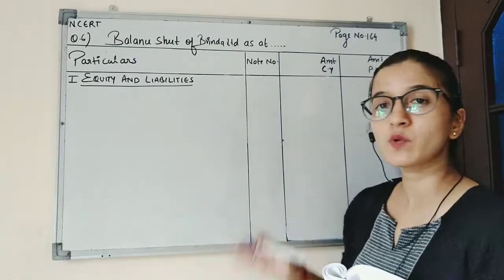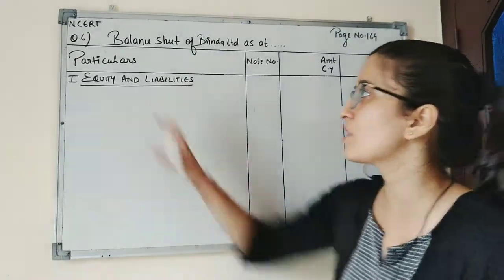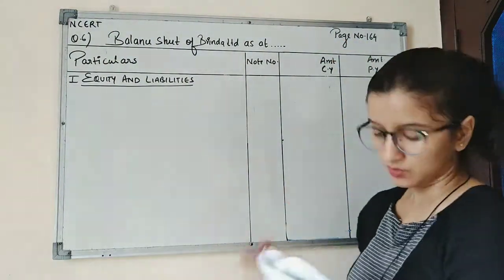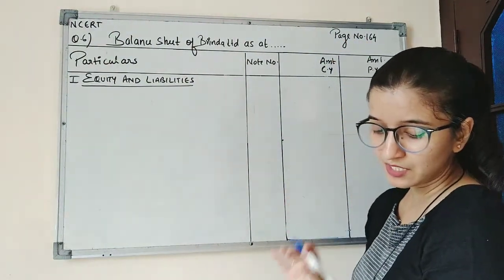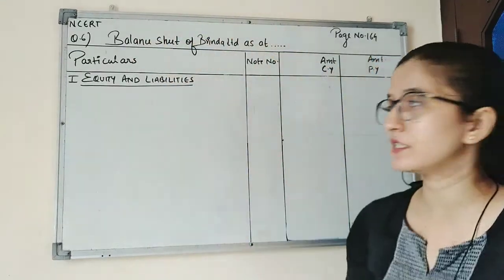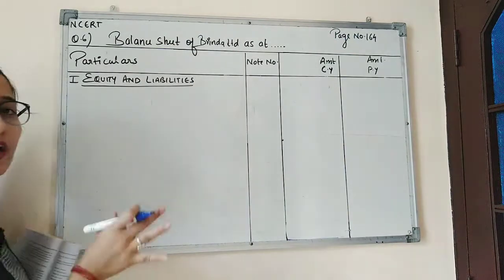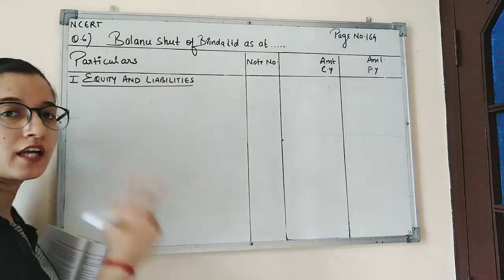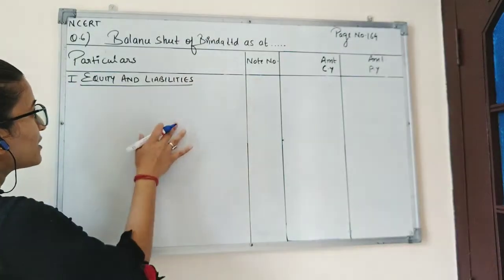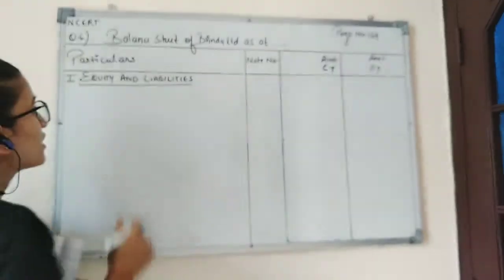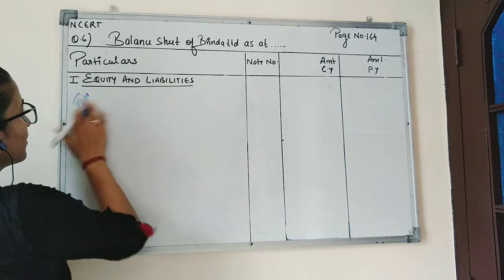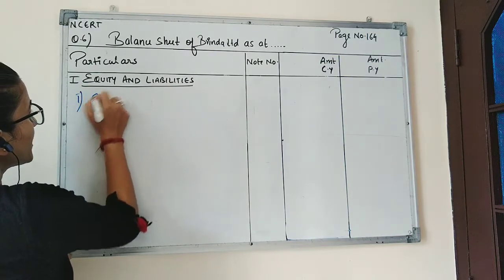Now here is another question based on balance sheet. It is question number 6 of NCERT, page number 164. So question says, Brinda Limited has furnished the following information. So we'll write balance sheet of Brinda Limited. Now as we know, in balance sheet there are two major headings. First is equity and liabilities. So under equity and liabilities also there are 4 parts. So first part is shareholders fund.